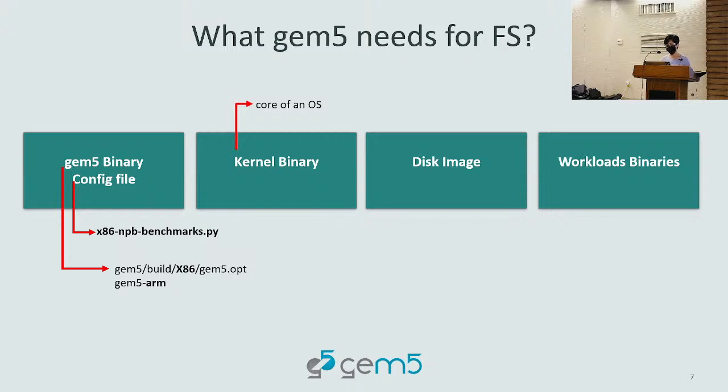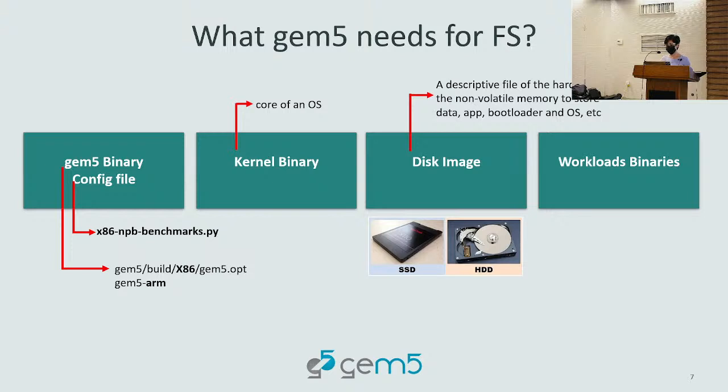We need a disk image. So what is a disk image? When your computer system is turned off, most of the important data, applications, operating system, kernel, and bootloader are actually maintained inside the disk, the storage. It's sort of like a non-volatile memory, and that's the important thing about a disk. A disk image is a descriptive file for this storage. It shows the structure of that storage and what data is available there.